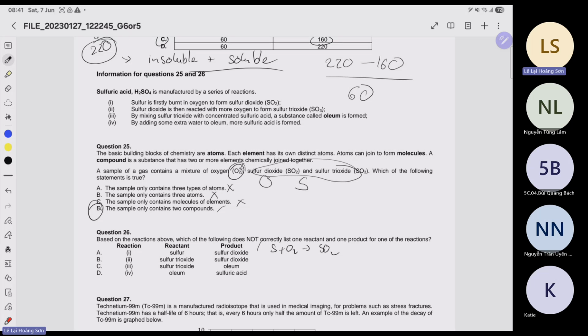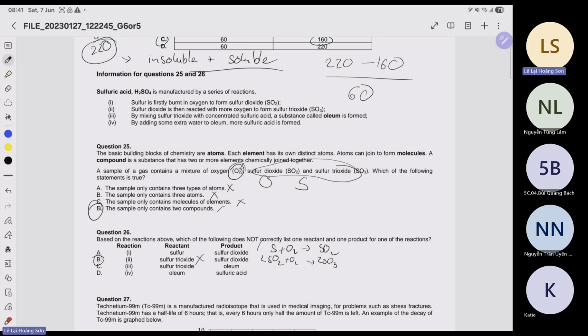In the second process, sulfur dioxide reacts with oxygen to form sulfur trioxide. Here, trioxide is not the reactant. It's the other way around, so B is incorrect.